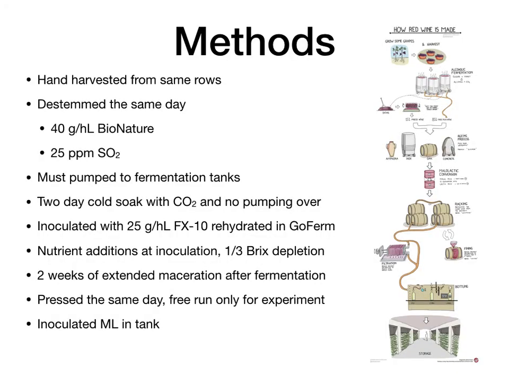So the methodology here: this Petit Verdot was all hand harvested from the same rows in the vineyard. It was destemmed on the same day, and either received 40 grams per hectoliter of Bio Nature, which is how much they're recommending that you add, or 25 parts per million of SO2, which is what Daniele felt the fruit needed for this particular year.